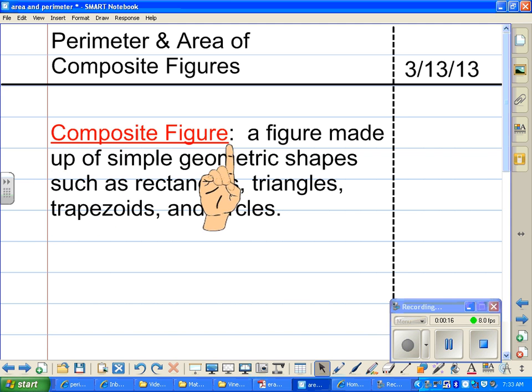A composite figure is a figure made up of simple geometric shapes such as rectangles, triangles, trapezoids, and circles. Of course, you're not limited to just these four. A composite figure is basically where you have different parts of various geometric shapes put together. It could be a whole slew of different things. You might want to pause the video here if you have not finished copying down this definition because I'm moving on to the next slide.